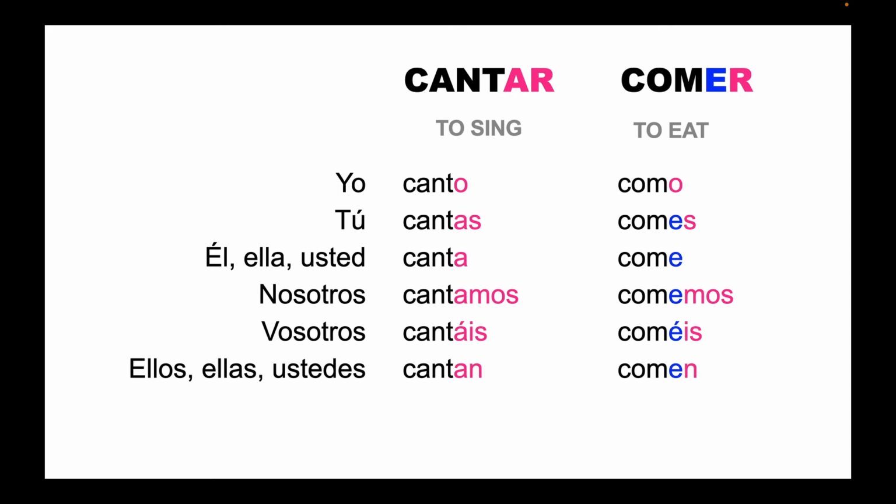Well, it's very logical because for cantar, the endings are as, a, amos, áis, an, because they end in ar. So therefore, for comer, because they end in er, look at what we changed. The endings would be o, es, e, emos, éis, en. So if you know the endings for AR ending verbs, then you can figure out the ones that end in er. Because all you need to do is change that A to an E. Yo como, tú comes, él come, nosotros comemos, vosotros coméis, ellos comen.